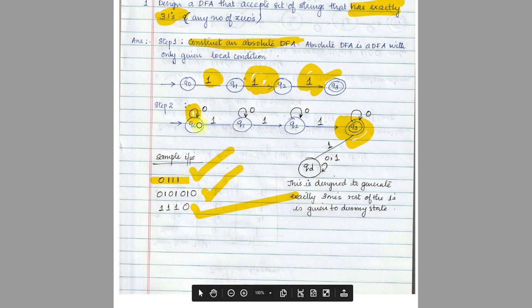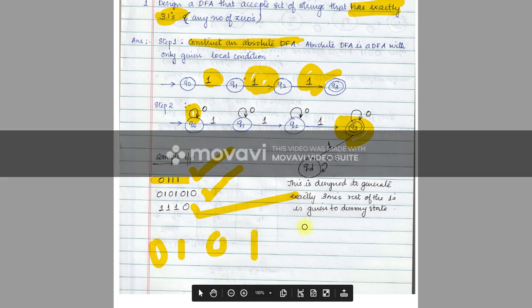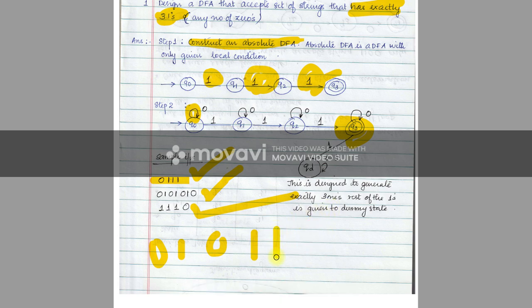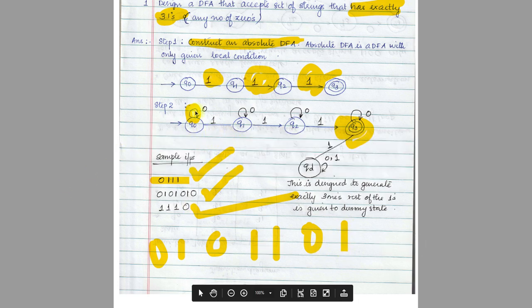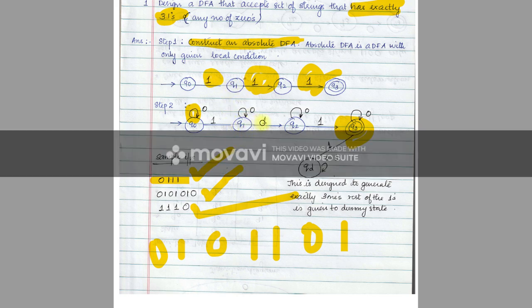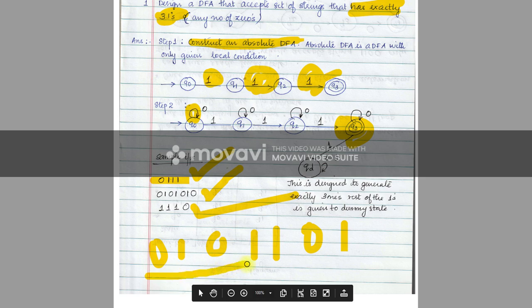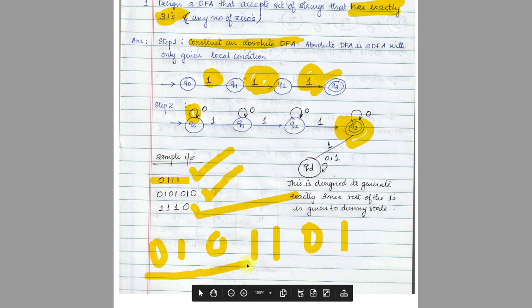Suppose I am having a string like 0, 1, 0, 1, 0, 0, instead of 0 it should be 1, 0, 1. Whether it will be accepted by the machine or not? So 0, I'm in Q0; 1, I'm going to Q1; Q1 with 0, I'm in Q1; Q1 with 1, I'm in Q2. So up to this much is okay. And Q2 with 1, I'm in Q3. Q3 with 0, it is acceptable.